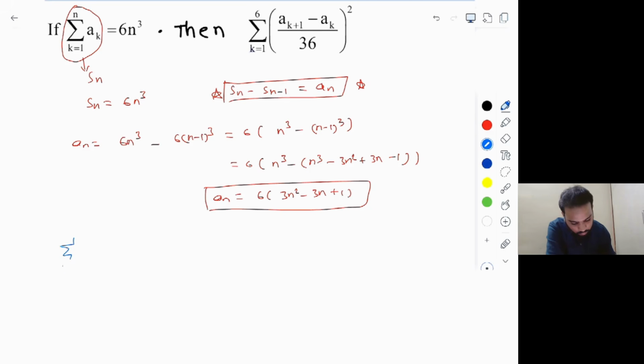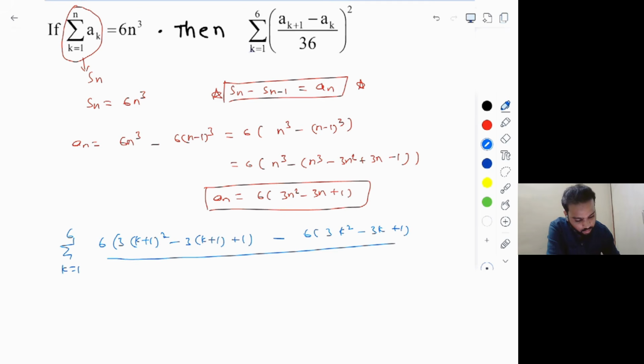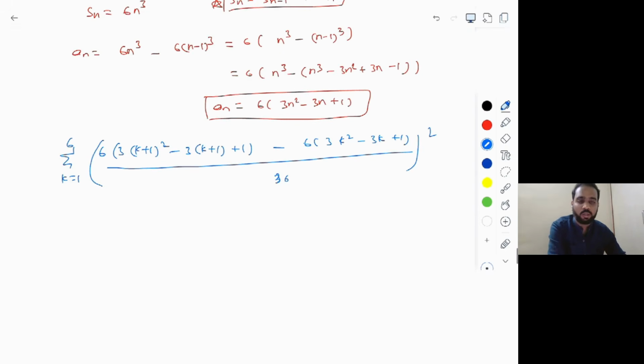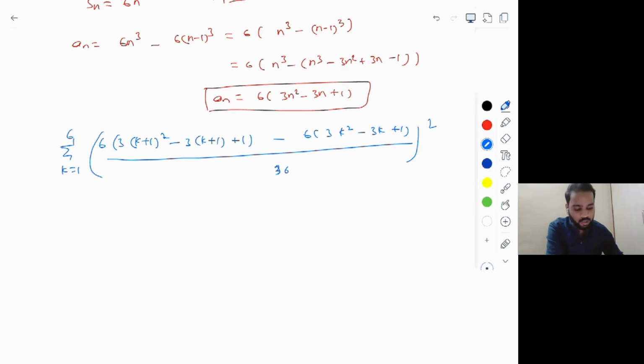So which makes it sigma k equals 1 to 6. a(k+1) here is nothing but 6 times of (3 times (k plus 1) whole square minus 3 into (k plus 1) plus 1) minus ak. What is ak here? It is 6 times of (3 into k square minus 3k plus 1), and whole divided by 36. And again, we have whole square on this one. Okay. So the only remaining thing in this question is a proper calculation, nothing else. It's a blind process from now.